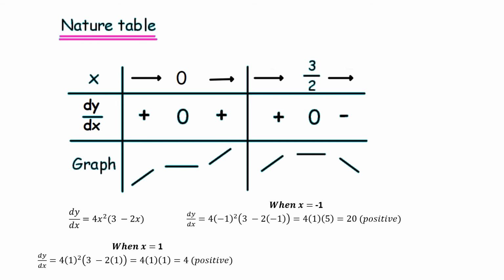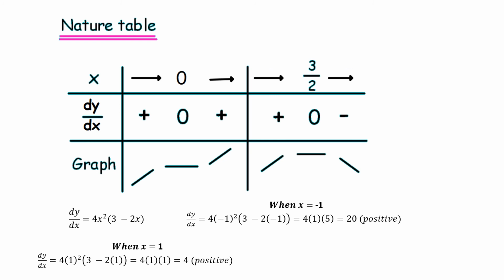Remember what I said in the previous example, you want to make sure that you're not putting a number after the 0 which is also above 3 over 2. You need to make sure it's between 0 and 3 over 2. So in this example we could go for when x equals 1. We substitute 1 in, and again it works out to be a positive. Answer ends up being 4. So that means both here and here in the nature table will be positive.